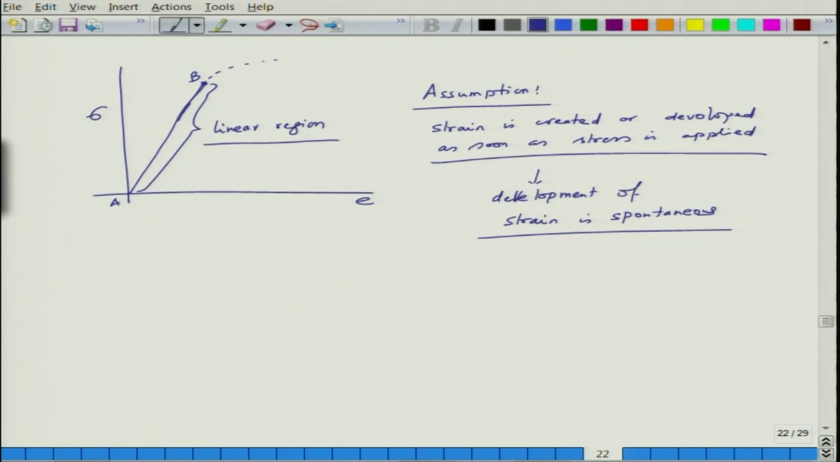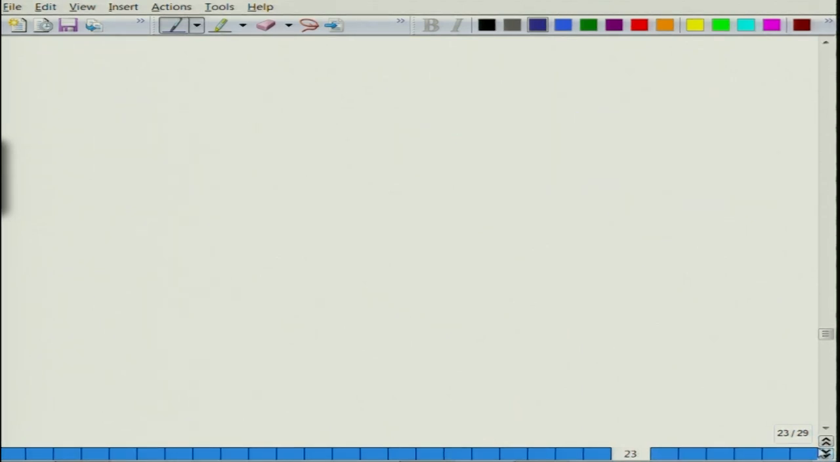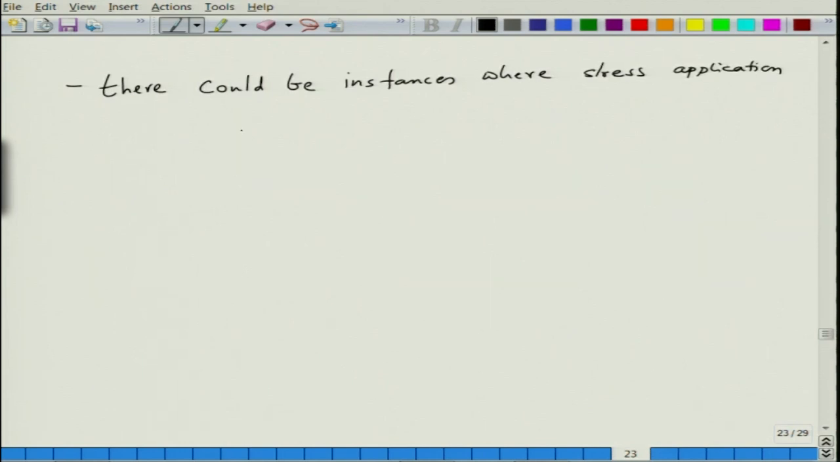So this is the general elastic behavior that we generally talk about. However, there are instances where stress application and strain generation could be at different time scales.